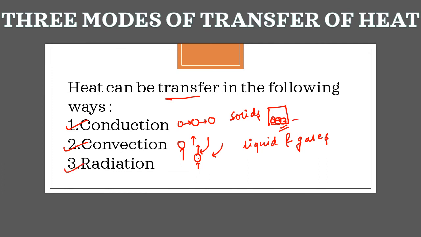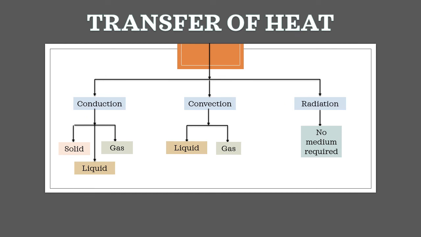Third way is radiation. This is the same as the third way of distribution of apples. Heat will directly pass from the source to the object. Means no medium is required in this way of transfer of heat. Therefore, heat can be transferred through conduction, convection, and radiation. Conduction takes place mainly in solids, and in liquids and gases also to some extent. Convection takes place in liquids and gases, and in radiation no medium is required. That means it can take place in vacuum also.